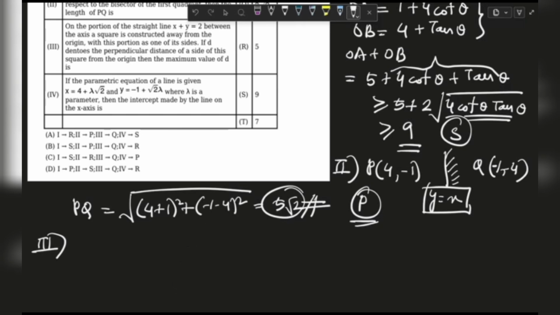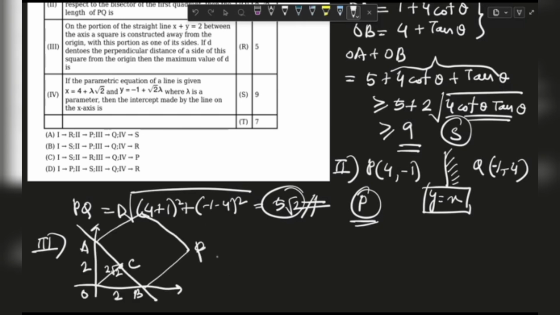I will try to draw a rough diagram. So here's the rough diagram for this, and this is your line x plus y equal to 2. Basically, this is pretty easy, you just have to draw the diagram and the question is done. So they have said that we have to find out d, the perpendicular distance of a side of the square from the origin, then the maximum value of d. So basically these two sides we obviously will not take, so the maximum will be when we take this side, right? This. I have named it as DP.